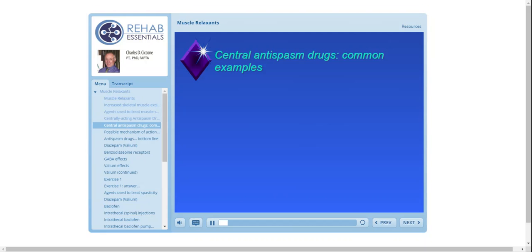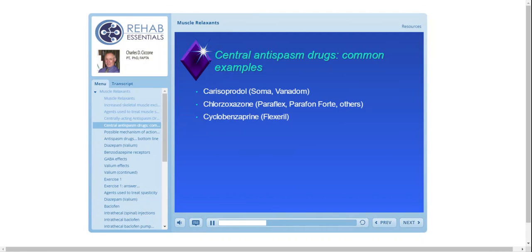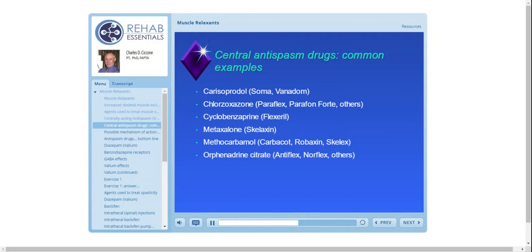So what are the common antispasm drugs we're talking about right now? Common one is carisoprodol, often known as Soma, chlorzoxazone, Paraflex, Parafon Forte if it is combined with acetaminophen. It often uses that trade name. Cyclobenzaprine, Flexeril, very well known to many clinicians working in orthopedic or even outpatient therapy. Skelaxin, same thing. Methocarbamol, you can see the trade names here, all referring somewhat to the effect on muscle flexibility or relaxation.